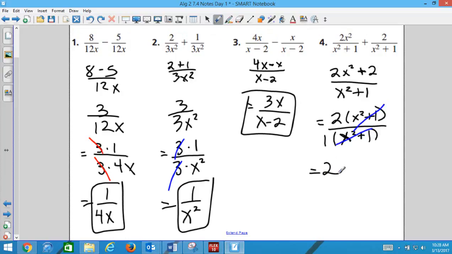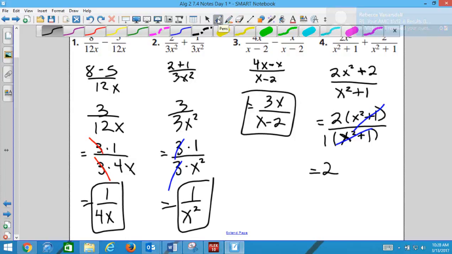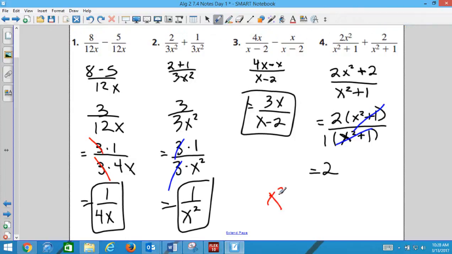Now, did we cancel out anything that had x's? So we might need to check our restrictions. So I'm going to do x squared plus 1 equals 0 to see what the restrictions would be, and I get x squared equals negative 1. What happens when I square root a negative number? Oh, no. It's imaginary, so there really aren't any real restrictions here. So there aren't any.